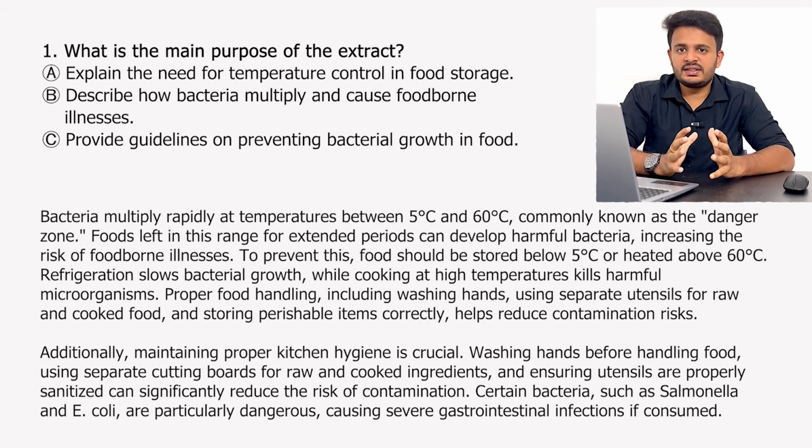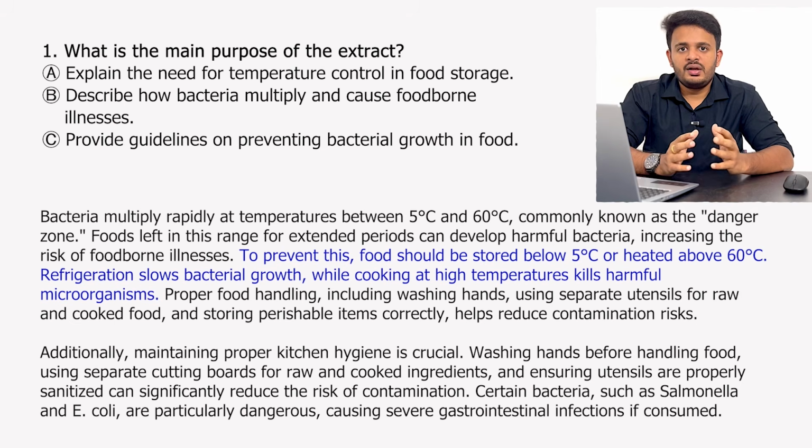The first 2 sentences state that if food is left between 5 degrees Celsius and 60 degrees Celsius, that may lead to bacterial growth. Let's move to the third sentence. To prevent this, food should be stored below 5 degrees Celsius or heated above 60 degrees Celsius. Refrigeration slows bacteria growth while cooking at high temperature kills harmful microorganisms. Now, the next 2 sentences, what does that convey? It conveys how to avoid food contamination or how to ensure that bacteria doesn't grow in our food.